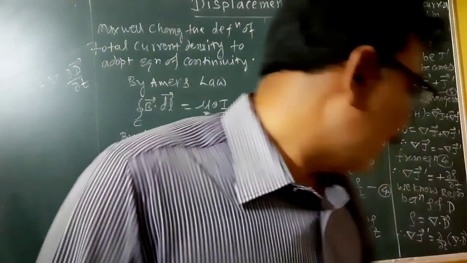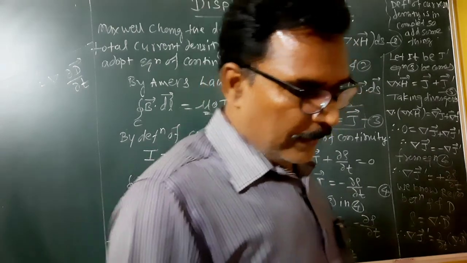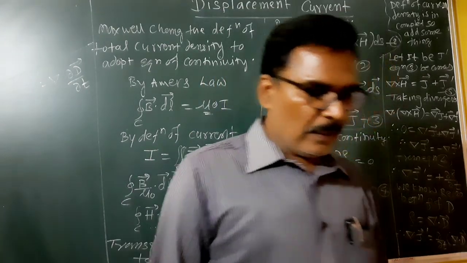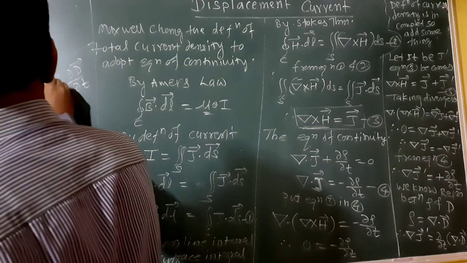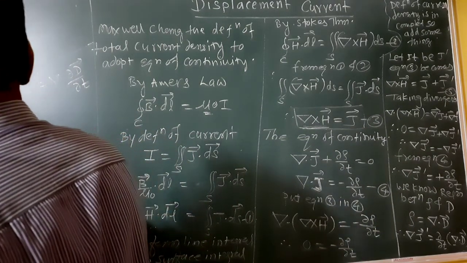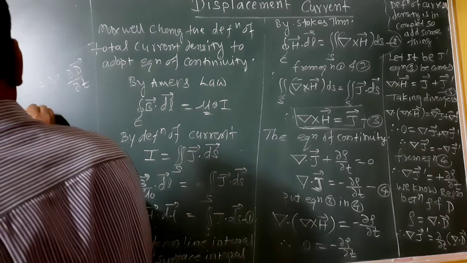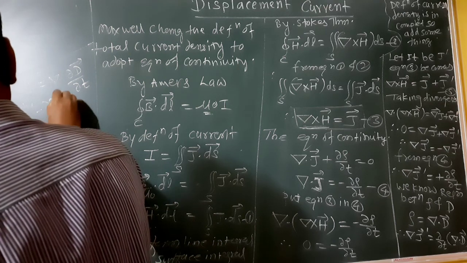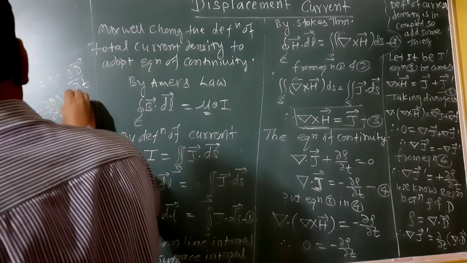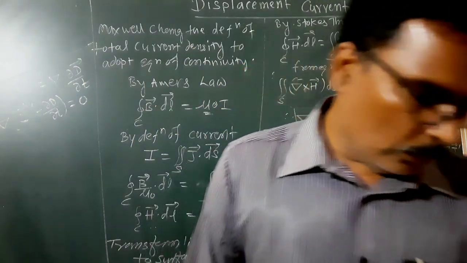Divergence into dou D bar by dou t. Again we take the divergence as a common factor. Here this is plus, again it is minus, so divergence of bracket J bar dash minus dou D bar by dou t is equal to 0.